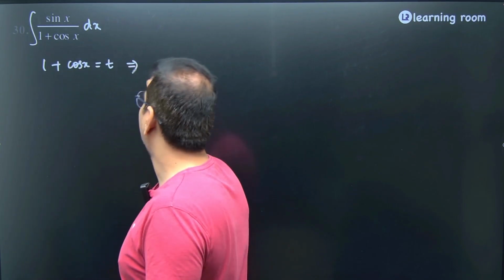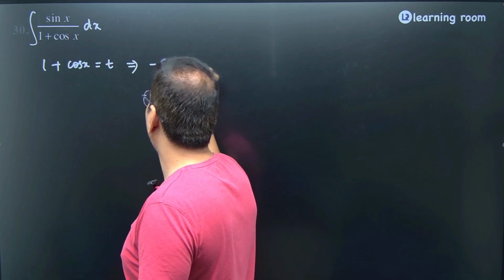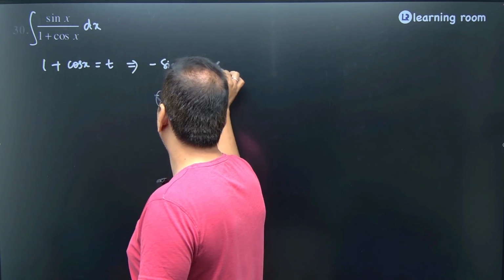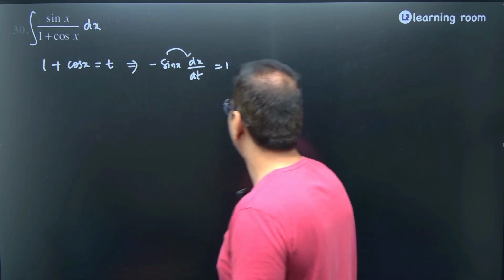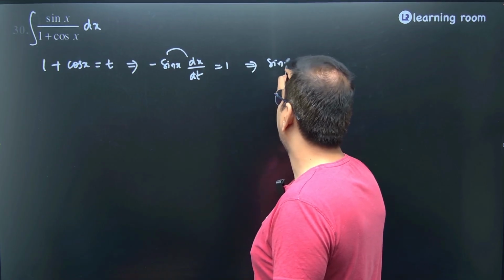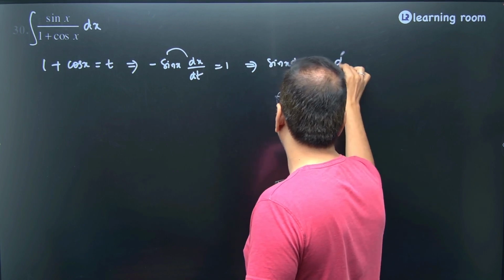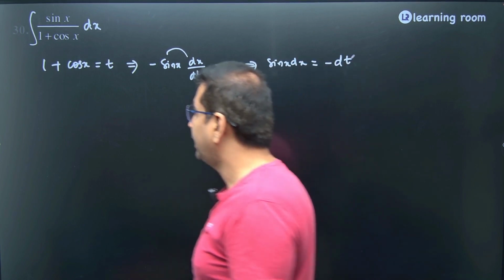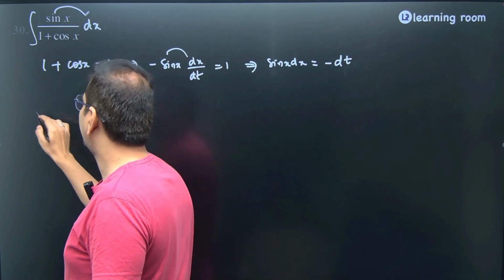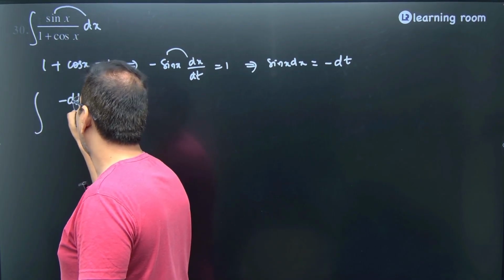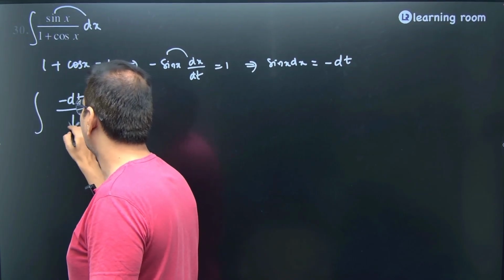This implies minus sin x into dx divided by dt is equal to 1. So, sin x into dx is how much? Sin x into dx is equal to, minus will go to the other side, dt will also go to the other side, it is minus dt. So, sin x dx can be written as minus dt, the whole divided by 1 plus cos x, which is t.